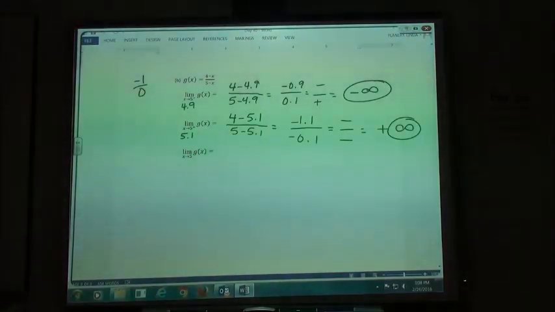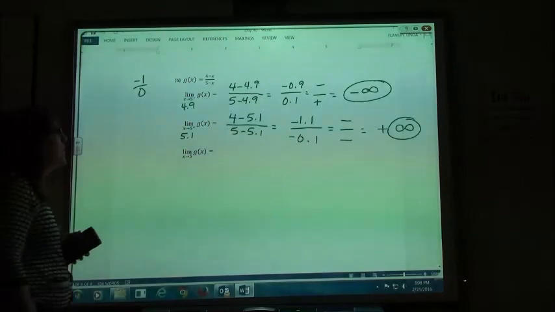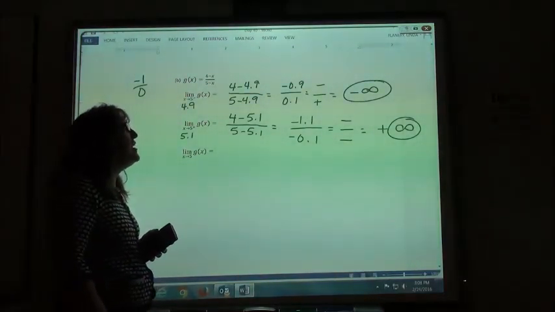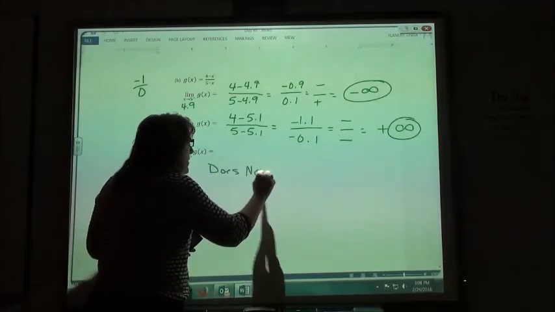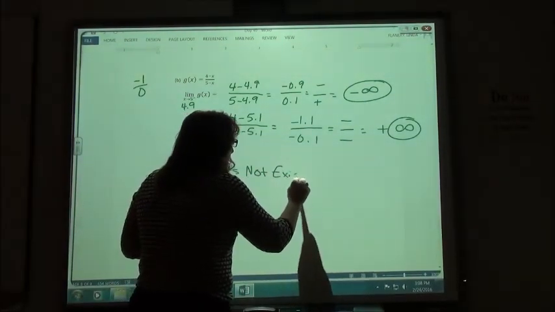So my limit as x approaches 5 from the left is negative infinity. My limit as x approaches 5 from the right is positive infinity. Since those are different, the limit as x approaches 5 does not exist.